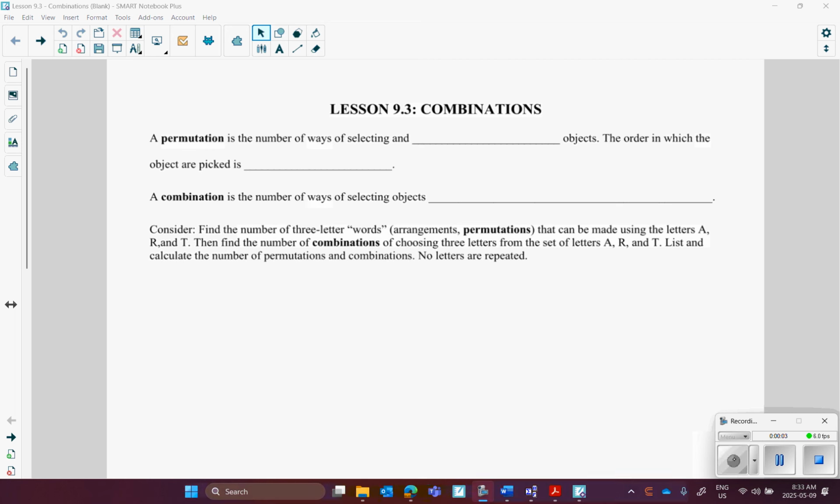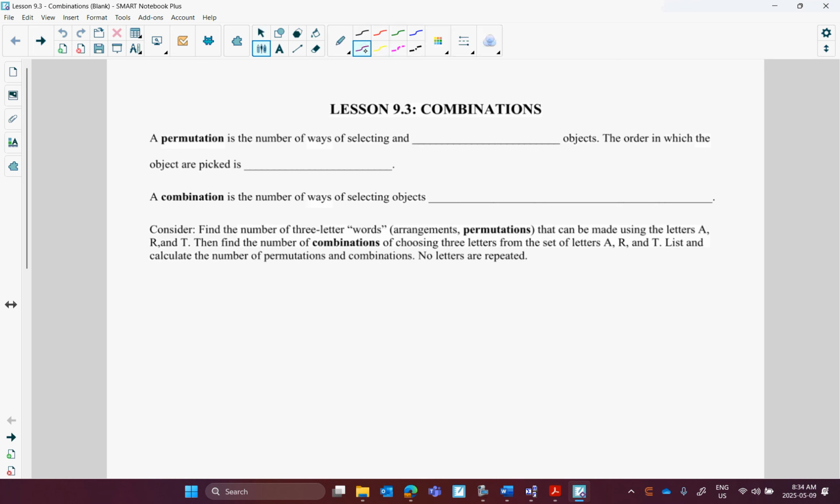So in this unit, we've been talking about counting, solving counting problems. One type of counting we looked at is permutations, where it's a way that you select and arrange. It's a way of selecting and arranging objects, and the order matters.